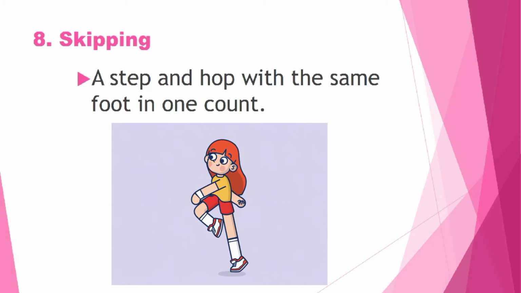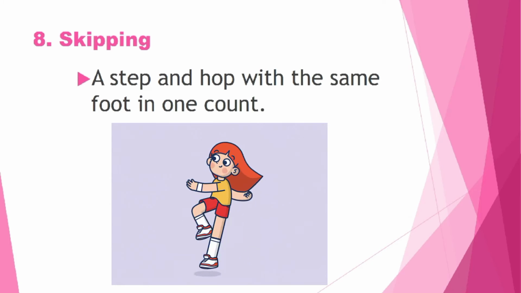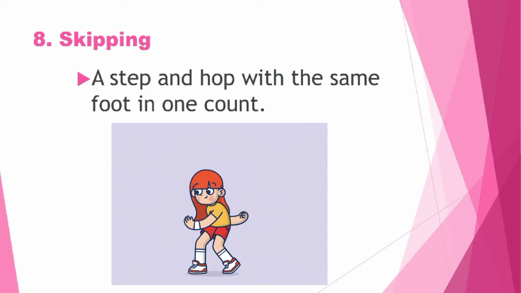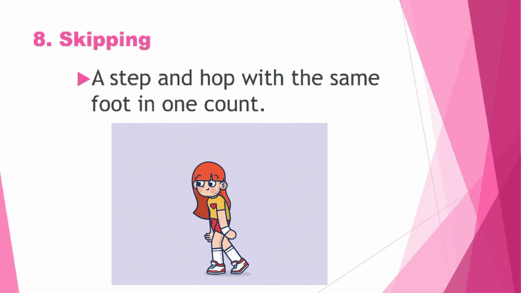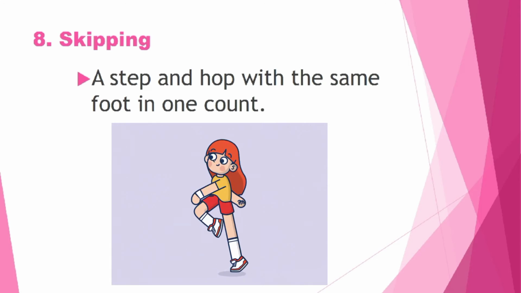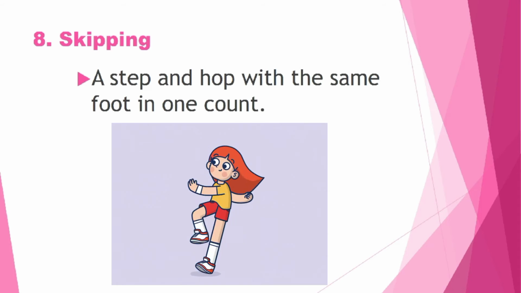Skipping is done on the balls of the feet with the arm swing at shoulder height in opposition with the feet. Another way to skip is to have youngsters hold a large ball in front at wrist height, okay? A step is taken with one foot, followed by the raising of the other knee to touch the ball.